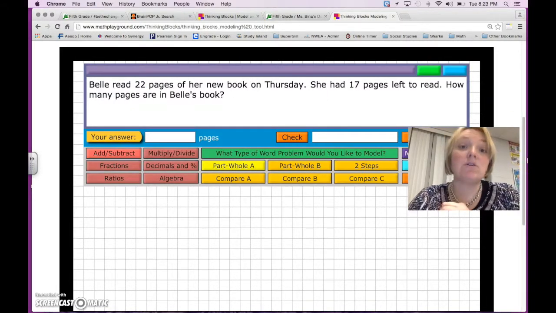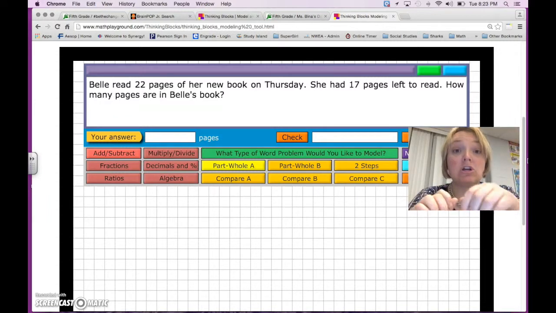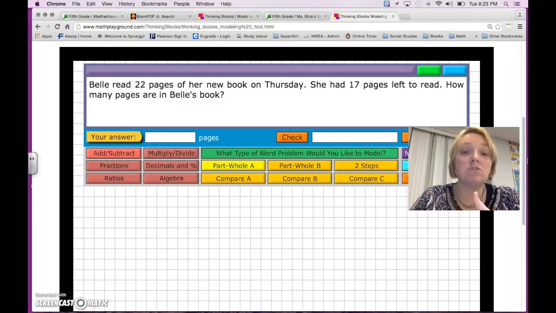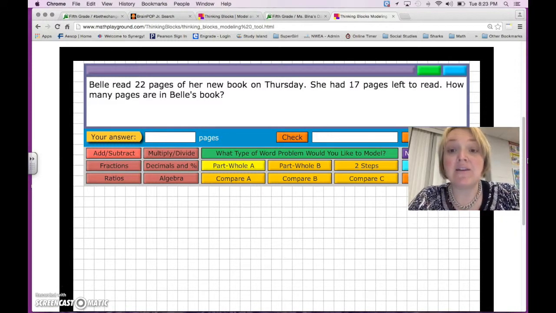So now it's very important to remember part to whole. Like here's the part, here's the whole. And we have to distinguish between those two key vocabulary words in order to understand this. So let's read the problem. Belle read 22 pages of her new book on Thursday. She had 17 pages left to read. How many pages are in Belle's book?